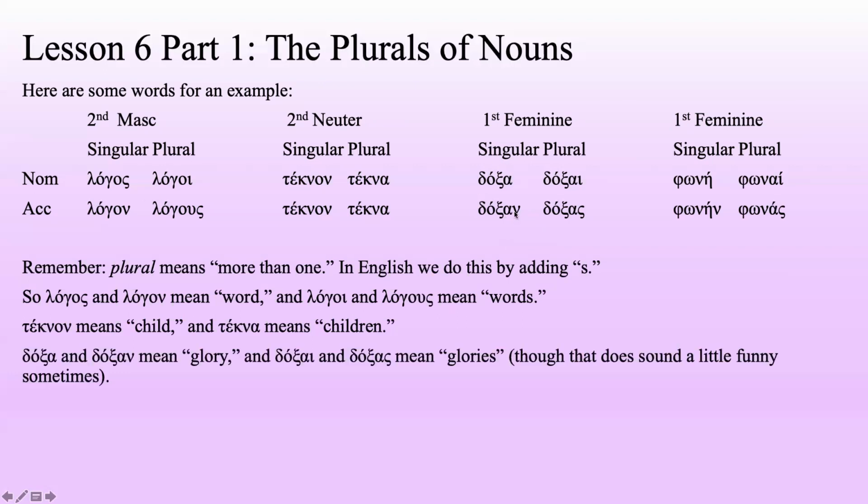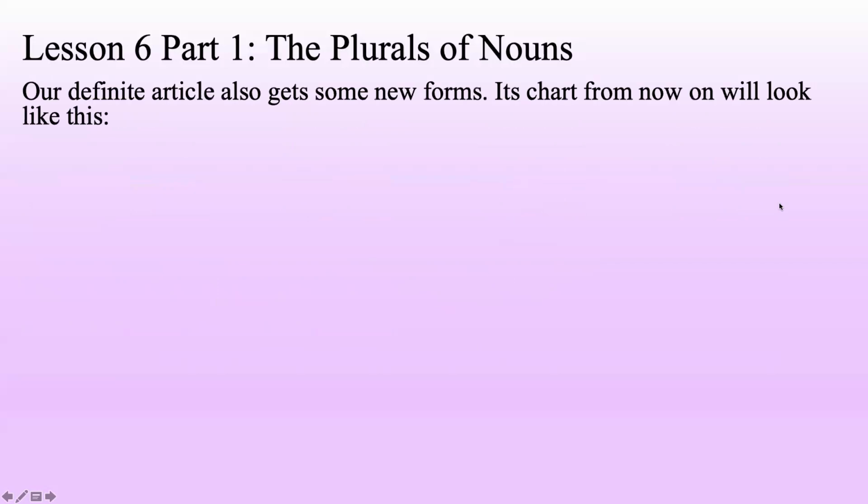Doxa and doxon mean glory. Doxai and doxos mean glories, though that does sound a little funny sometimes to make that plural. We don't make that plural in English very often. Phone and phonein mean voice. Phonai and phonas mean voices.